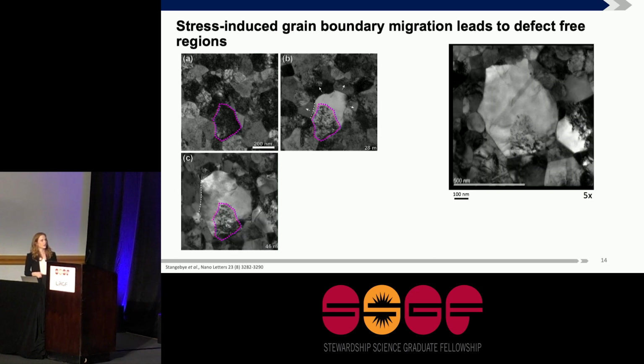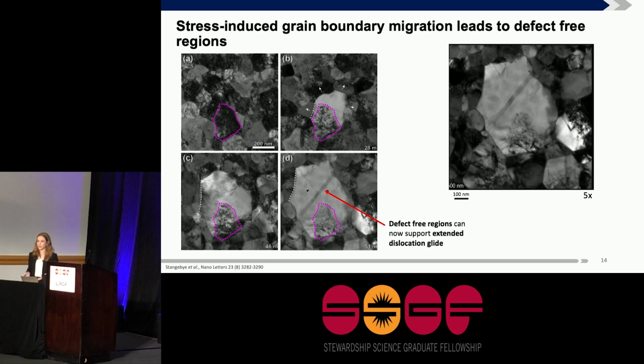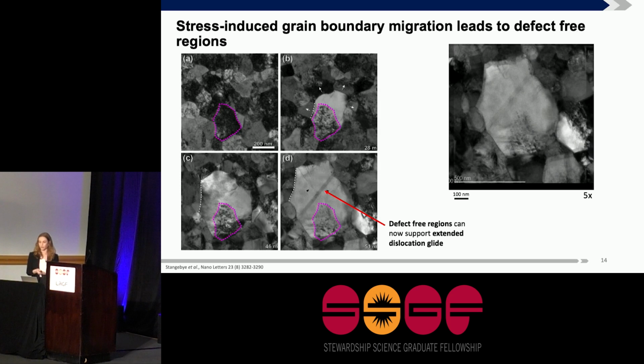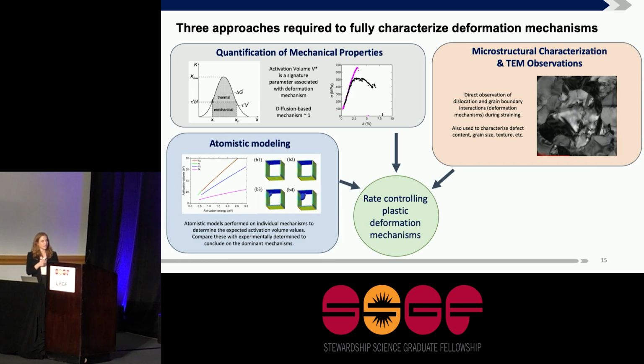And this continues until eventually you get to a point where you have a large enough region that can now support unimpeded dislocation glide and dislocation-dislocation interactions that is similar to the unirradiated case. Once again, though, the question still stands, which is rate controlling? And so I've finished discussing how we characterize the microstructure and the TEM observations, and so now I'll quickly go to how we quantify the mechanical properties through activation volume.